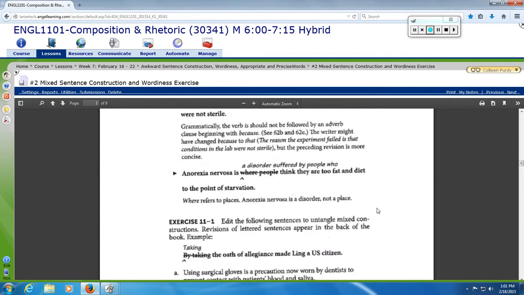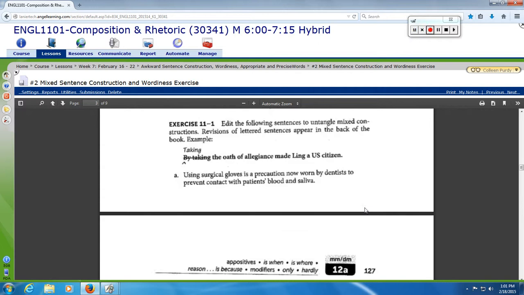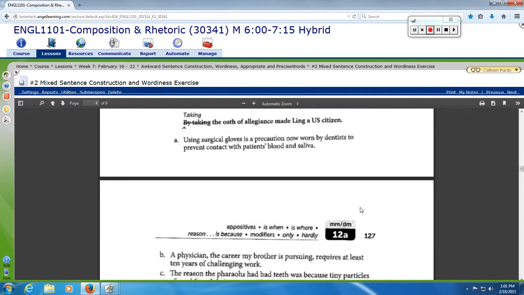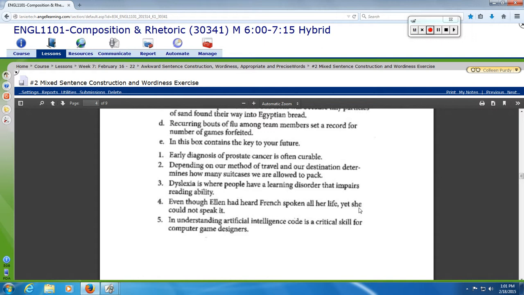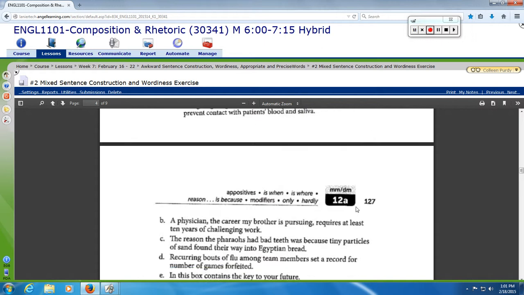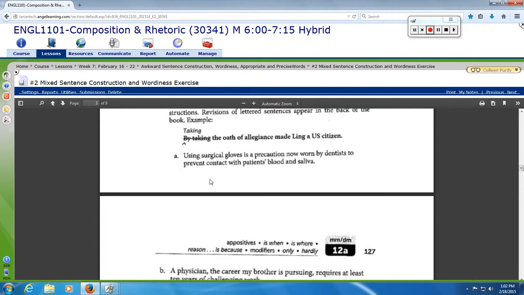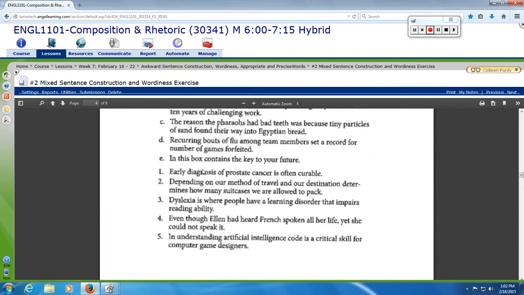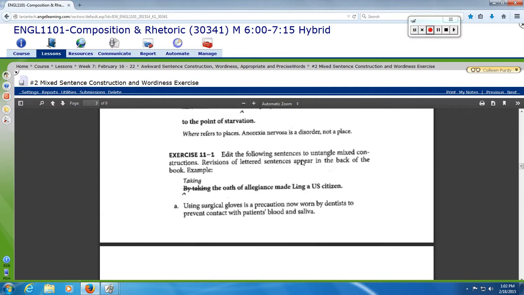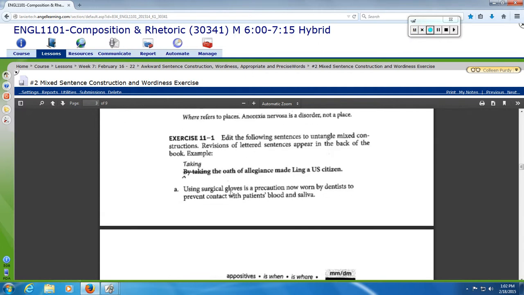All right. If you want to practice these, let's go ahead and do that. Revisions of lettered sentences appear in the back of the book. All right, so let's look at the unlettered sentences. You can look at these and check them in the back of the book. Actually, I'm sorry, you don't have this book. So let's go ahead and do this.